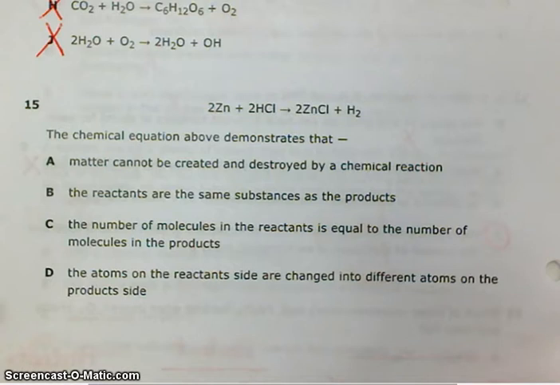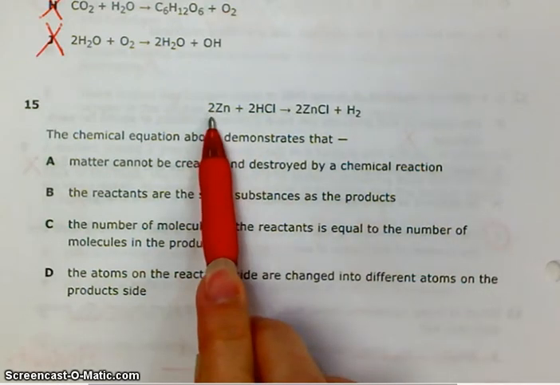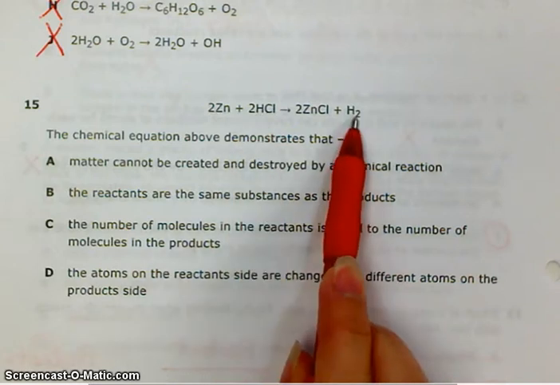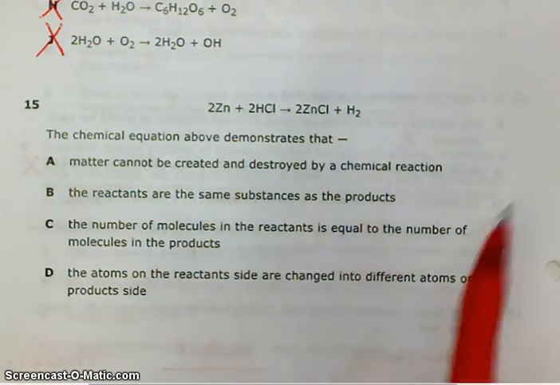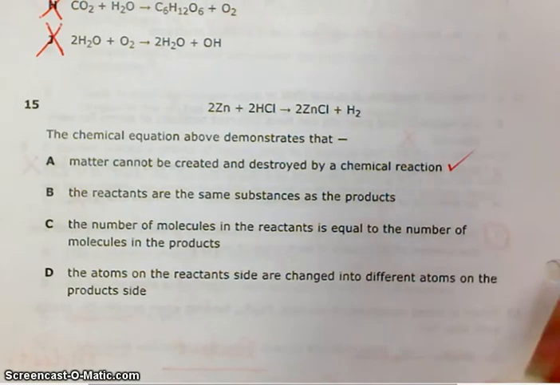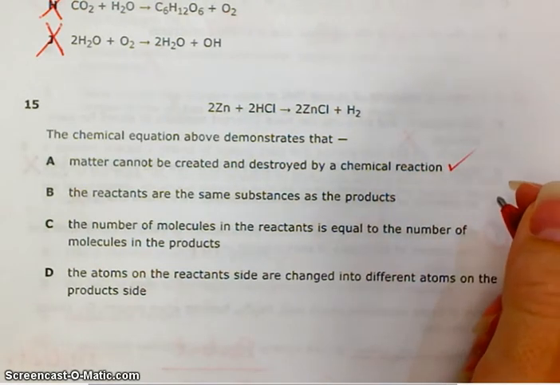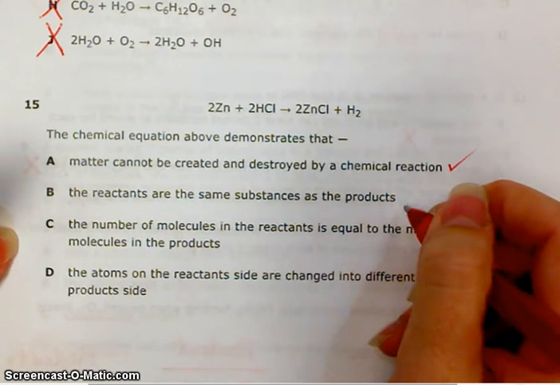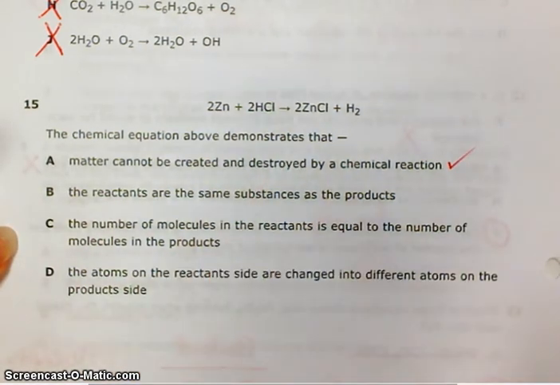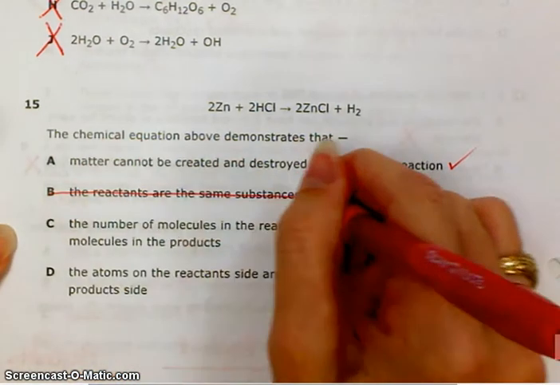Number 15, the chemical equation above demonstrates that matter cannot be created or destroyed by a chemical reaction. Well, I don't know. Is it balanced? 2 zinc, 2 zinc, 2 times 1 is 2 hydrogens, 2 hydrogens, 2 times 1, 2 chlorines, then there's 2 chlorines. Okay, so it is balanced. It does show that matter cannot be created or destroyed by a chemical reaction. You don't have reactants being the same as products. Remember, they rearrange themselves and give themselves totally different properties.